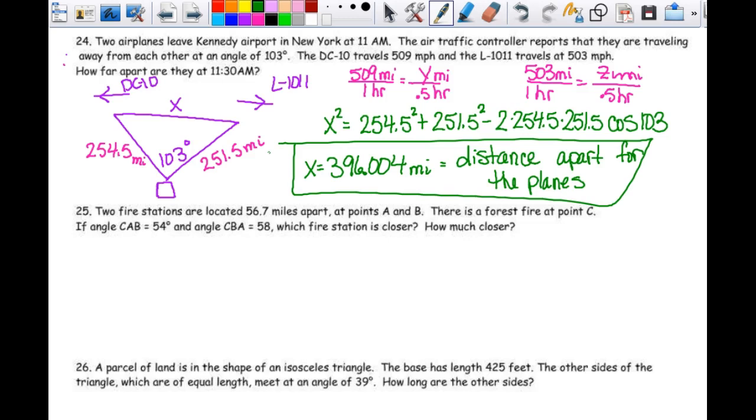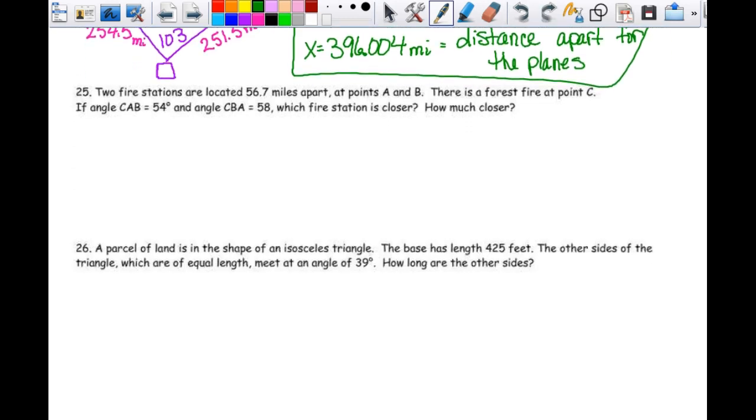Alrighty, next one. Two fire stations are located 56.7 miles apart. So here's my two fire stations, and they are 56.7 miles apart. And this is at points A and B. So this is at point A, this is at point B.